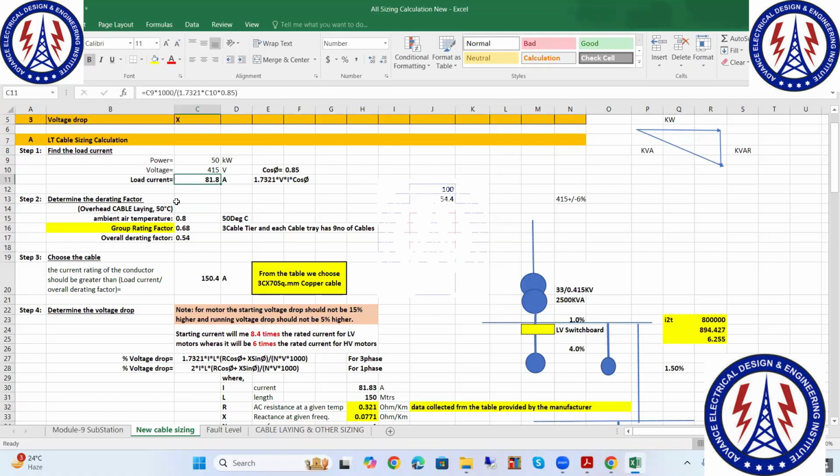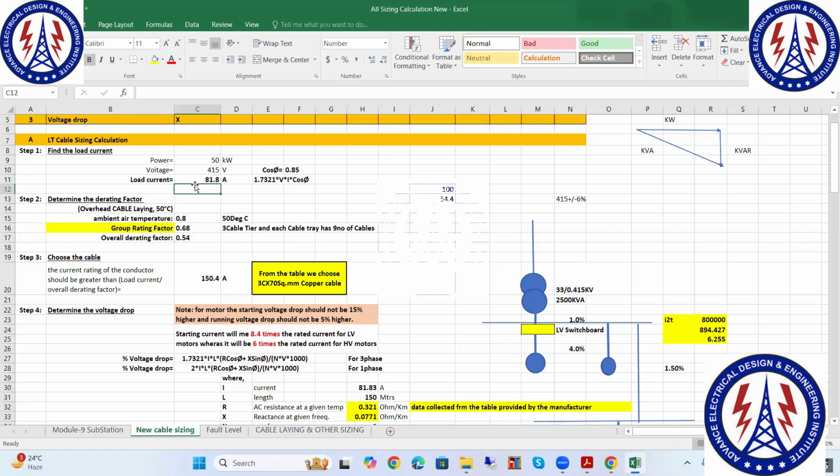Is there anyone who is a GAT in this batch, meaning only 1 or 2 years of experience? Hello? Okay, no one is speaking.